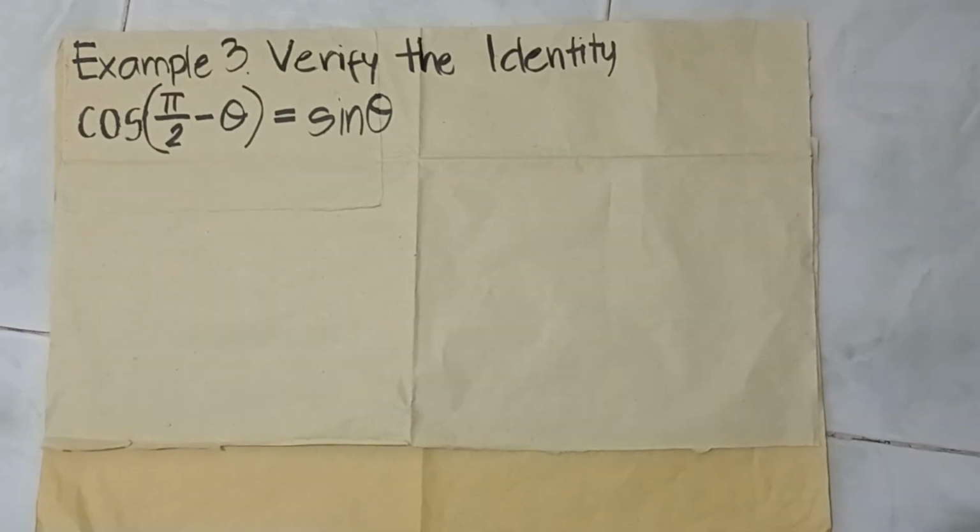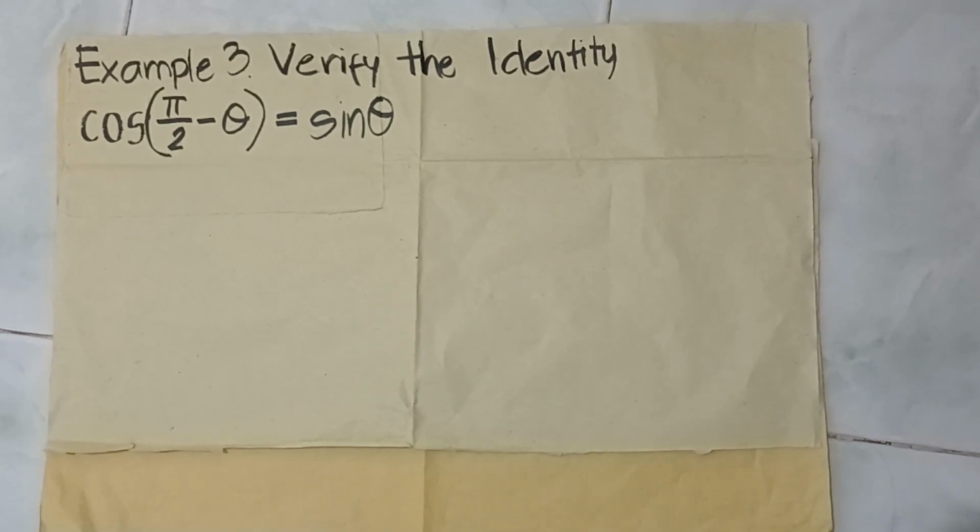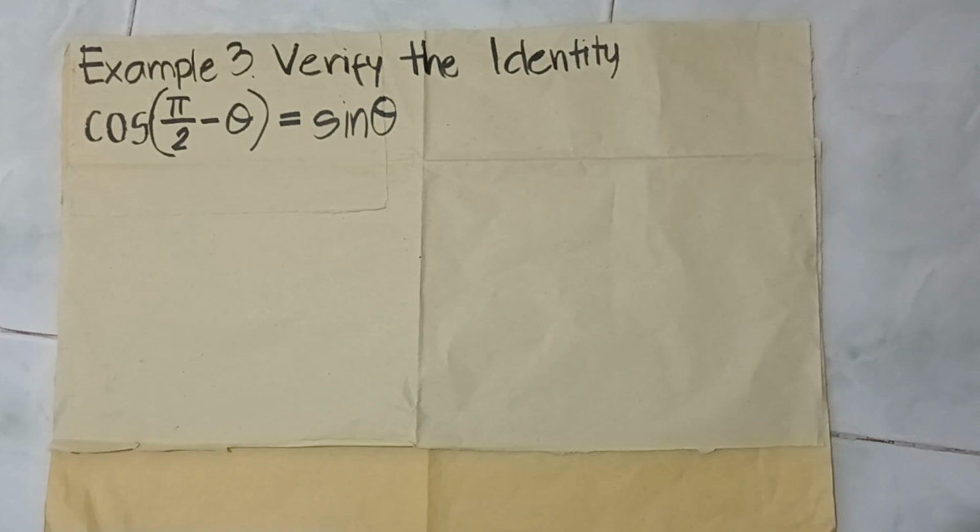Example number 3. Verify the identity. Cosine of pi over 2 minus theta equals sine theta. So, to start, we begin with the left side.